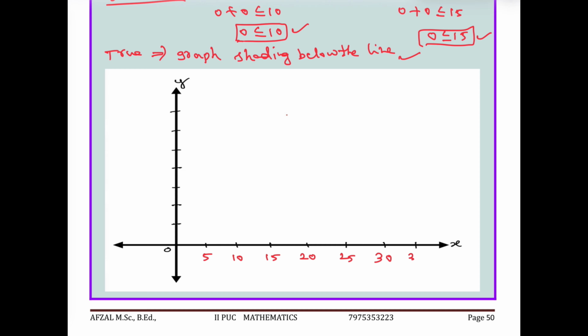Pi to 2 pi is negative of sin x. That equals the integration of sin x, which is minus cos x from 0 to pi, plus, minus into minus, again the integration of sin x, which is minus cos x from pi to 2 pi. That equals minus, take it outside. First apply the upper limit: cos pi minus cos 0, minus into minus plus.